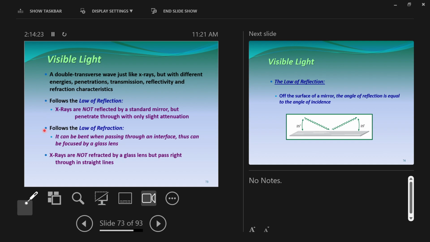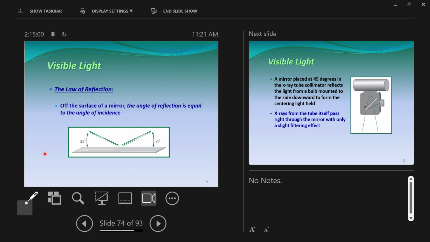Visible light follows the laws of refraction. It can be bent when passing through an interface. It can be focused. If you wear glasses, you're taking advantage of this right now, right? The visible light goes through your glasses lenses and is bent a little bit before it gets to your eye's lens. That corrects for the error of refraction that your eye was built with, right? X-rays are not refracted by a glass lens. They pass right through it in straight lines. So X-rays travel in straight lines, or they don't travel at all.